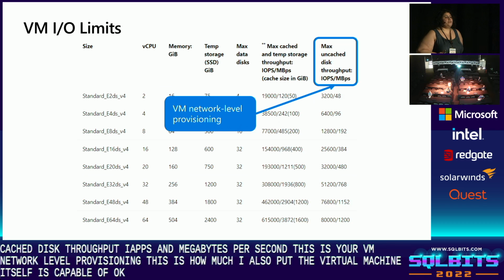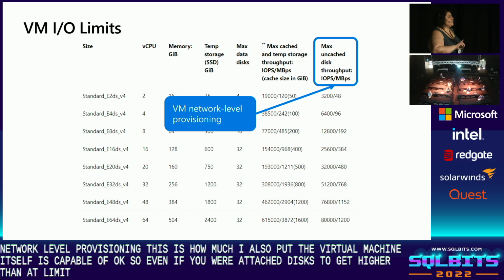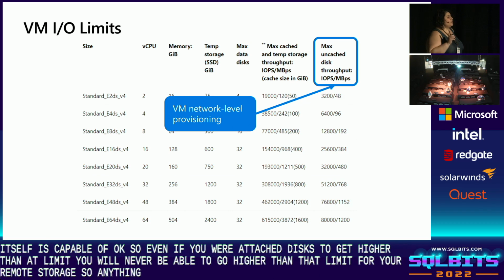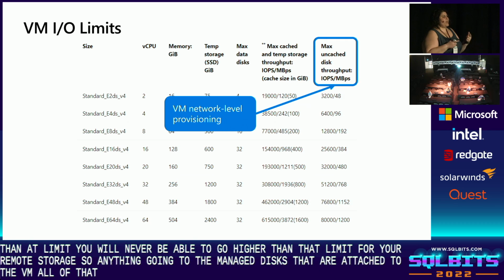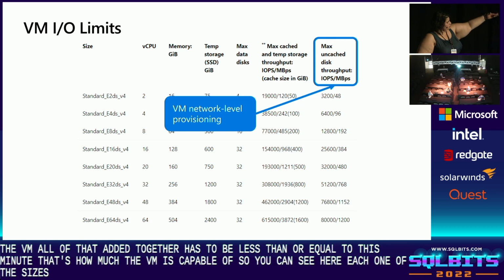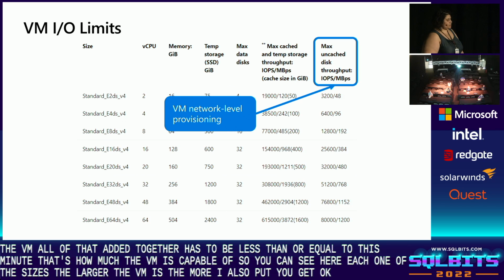Okay, so even if you attach disks to get higher than that limit, you will never be able to go higher than that limit for your remote storage. So anything going to the managed disks that are attached to the VM, all of that added together has to be less than or equal to this limit. That's how much the VM is capable of. So you can see here, for each one of the sizes, the larger the VM is, the more I/O throughput you get. Okay, so that's your VM level limit.